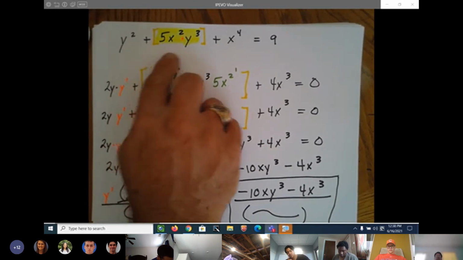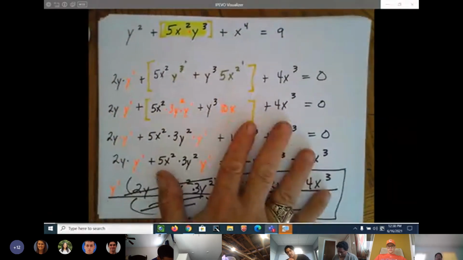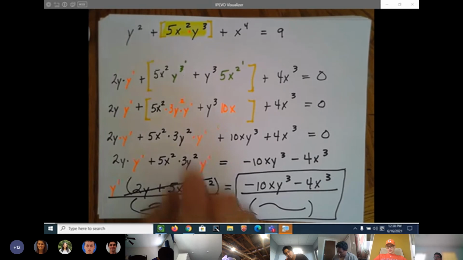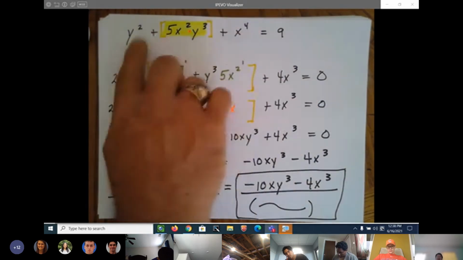That type question right there, you'll see on a Calc 2 review section. Like next semester, when you're in Calc 2 and you got a review section, that question will be on there, one like it.